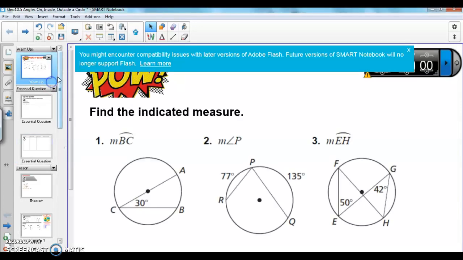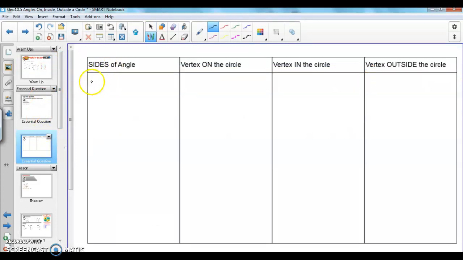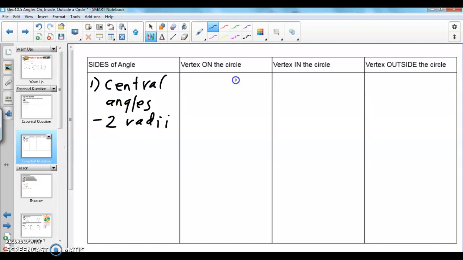So for the first one, we looked at central angles. So let's take a look at central angles first. Sorry, I write sloppy. So for central angles, the two sides are formed by two radii, right? Because the vertex is the center of the circle. So is the vertex found on the circle, inside, or outside? For a central angle, the vertex is inside. If it helps, you can also draw here how a central angle looks like.